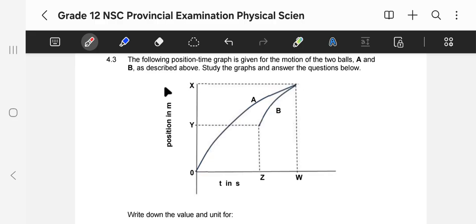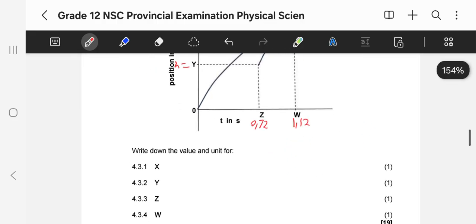So X is the maximum height. What is Y? Y has to be h, because Y is the height of the building. You have to remember that the ball was thrown from the top of the building, so Y has to be h. And then Z is when ball B was thrown, after 0,72 seconds. So Z has to be 0,72 seconds. W is the time it took for ball A to reach the maximum height, and that time was 1,12. Remember when we made those calculations?